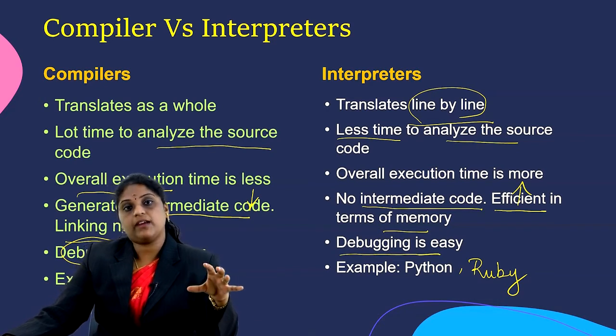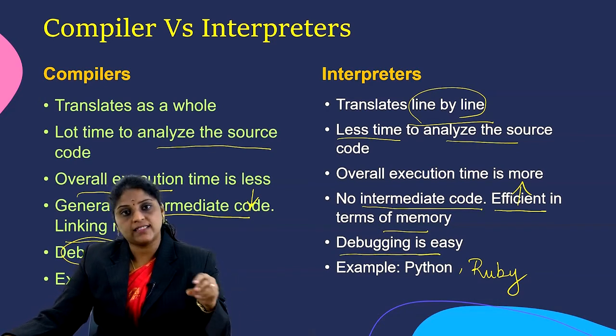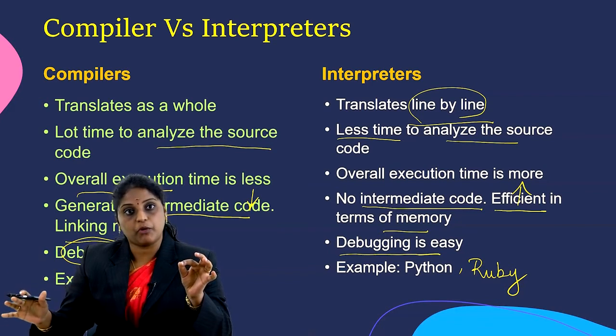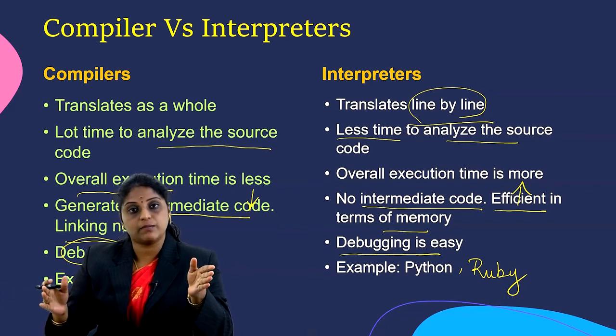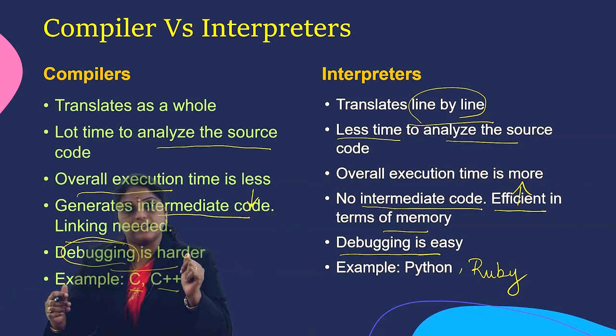So as a summary, compiler will translate the program as a whole, whereas interpreters will translate line by line. While checking line by line, if an error is encountered, it stops the execution process, and once the error is fixed, then again it starts the translation process. So that is the major difference between compilers and interpreters.